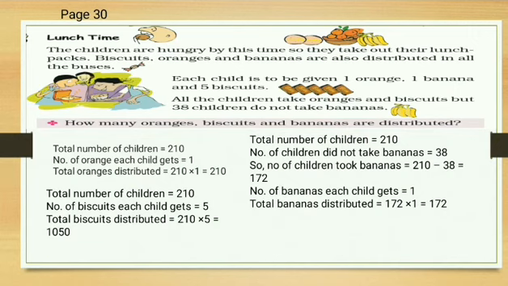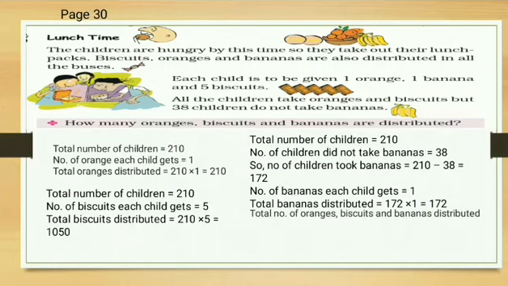Now total number of children were 210, but it is given that 38 children did not take any banana. So the children who took bananas will be 210 minus 38, that is 172. Okay, so number of bananas each child gets is 1. So to find how many bananas were distributed will be 172.